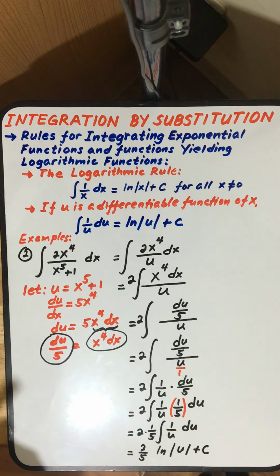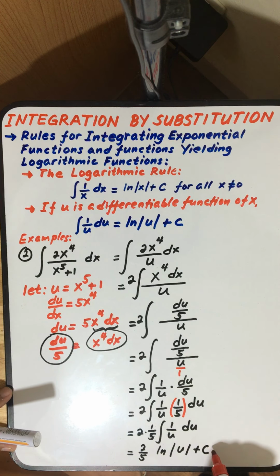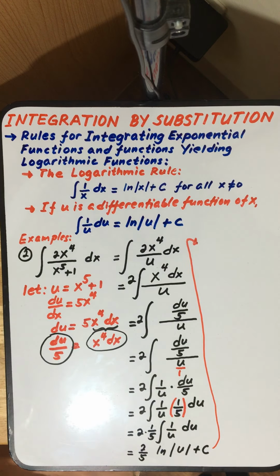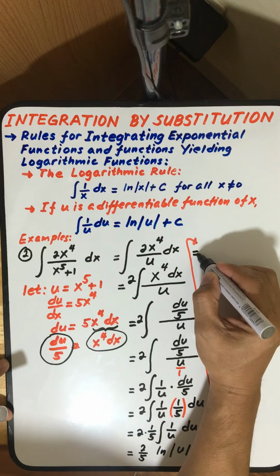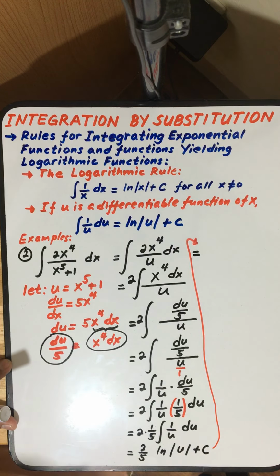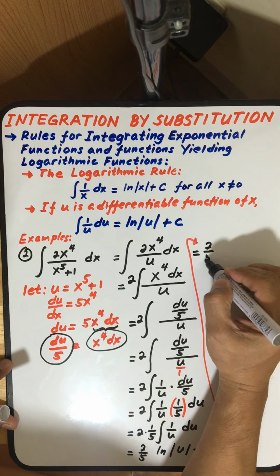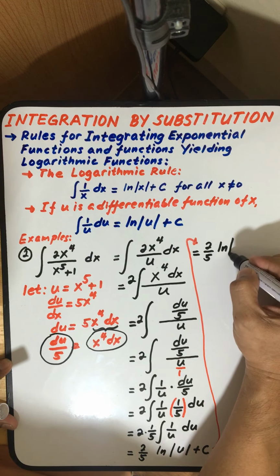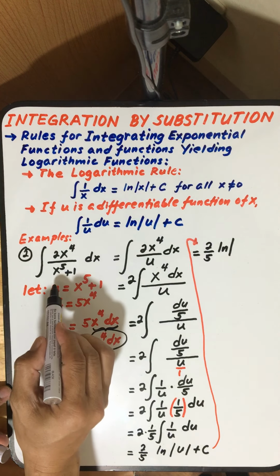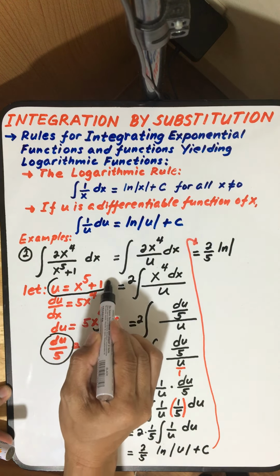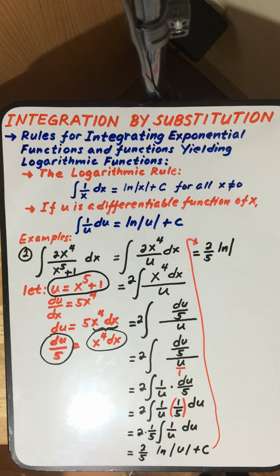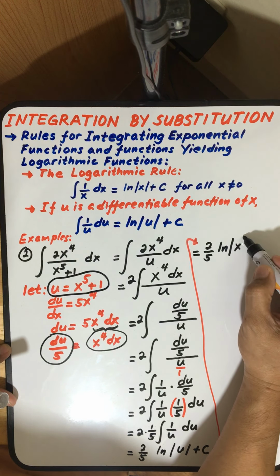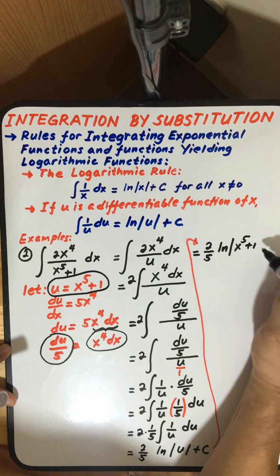I will continue this one here, class. So this is equal to 2 over 5 times ln. What is our u? Our u is x to the 5th power plus 1. So ln u, where our u is x to the 5th power plus 1.